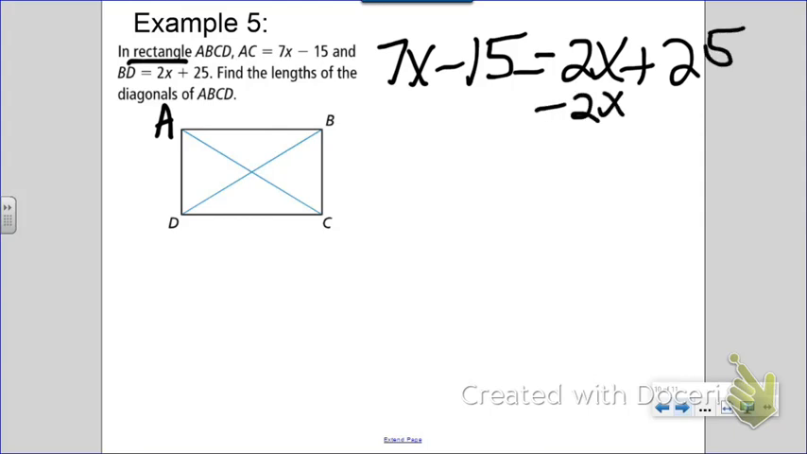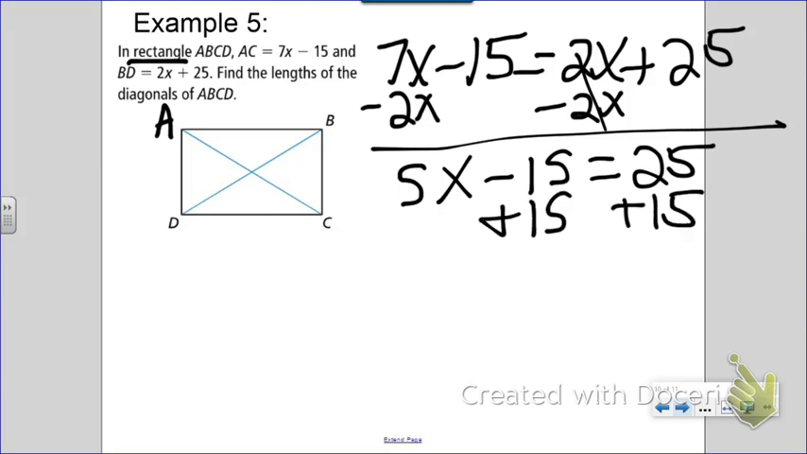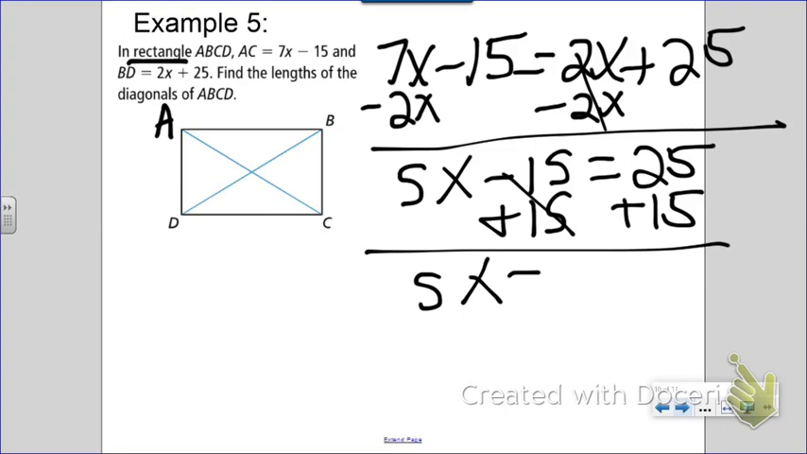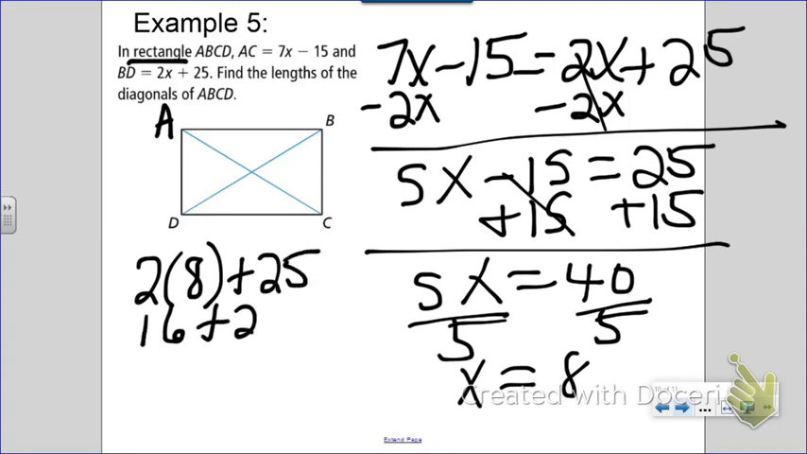I'll bring the 2x to the left side, regroup. 5x minus 15 equals 25. Add 15 to the right side. 5x equals 40. Divide by 5. X equals 8. If x equals 8, we can substitute into either one of the two expressions to get the length. So 2 times 8 plus 25 is 16 plus 25, which equals 41. So the diagonal lengths are 41.